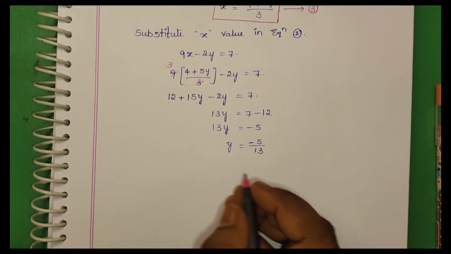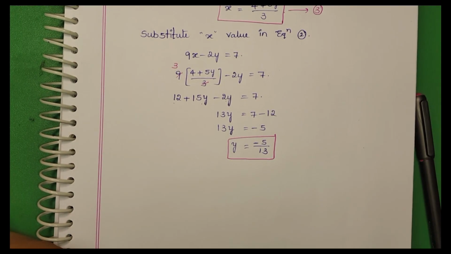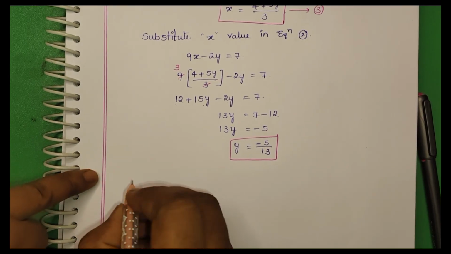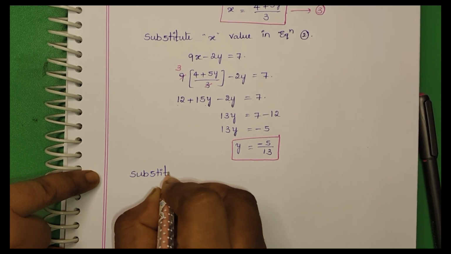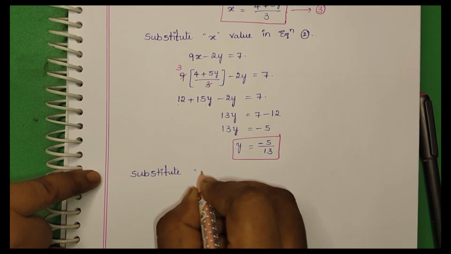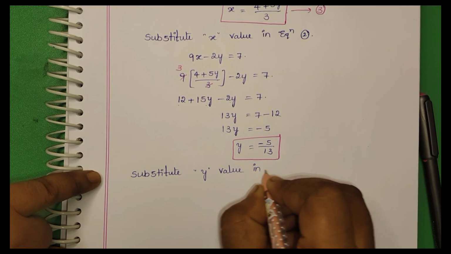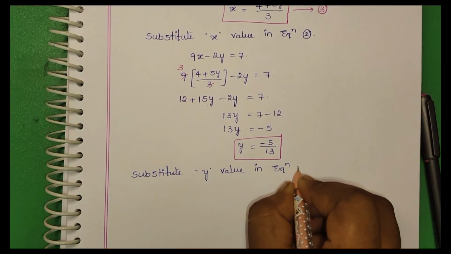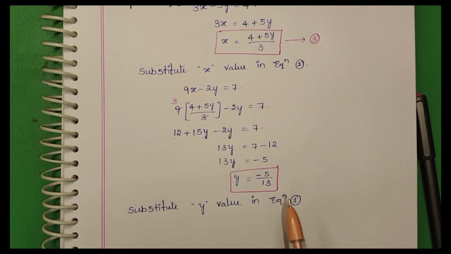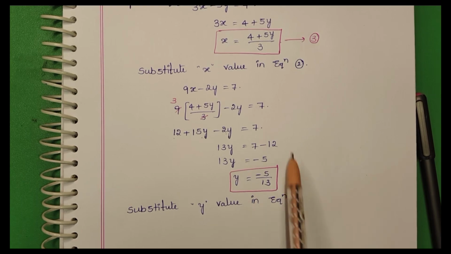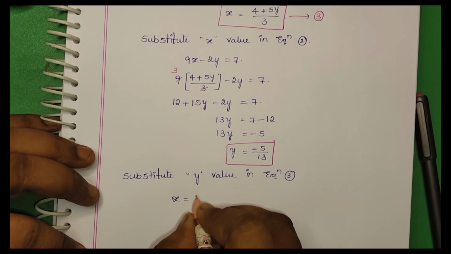And 13, which is in multiplication on the left hand side, we transpose to the right hand side, where it is in division: minus 5 by 13. So the y value is minus 5 by 13. And now we substitute this y value in equation number 3. Already we have the value of x: x is equal to 4 plus 5y by 3. In the place of y, we substitute the value y is equal to minus 5 by 13.